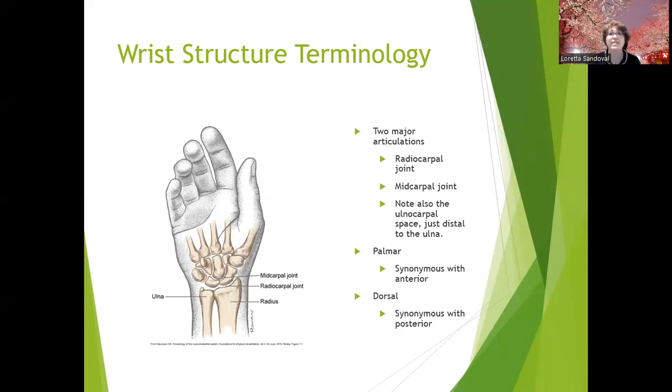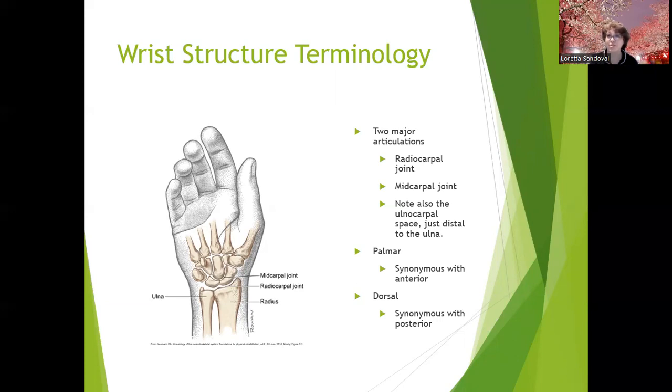So in the wrist, there are two major articulations. The radiocarpal joint, which is the radius articulating with the proximal row of carpals, and the midcarpal joint, which is the line between the proximal row of carpals and the distal row of carpals. There's the ulnocarpal space. It's not a joint. There's an articulating disc in there, but it's just distal to the ulna. So it's not considered a joint. It's a space. And we'll talk about it. Very, very little, but we'll talk about it.